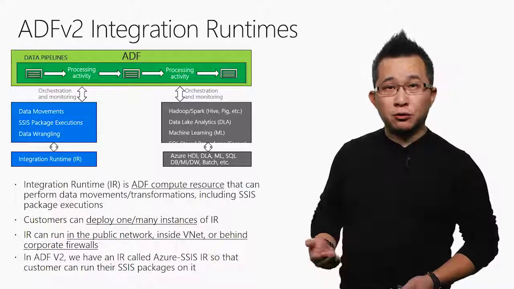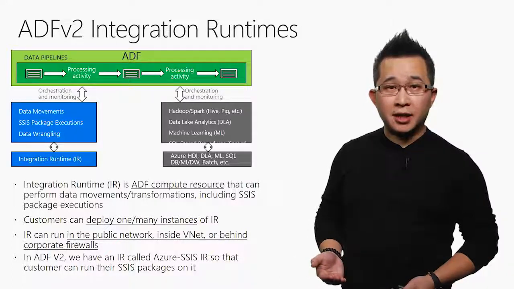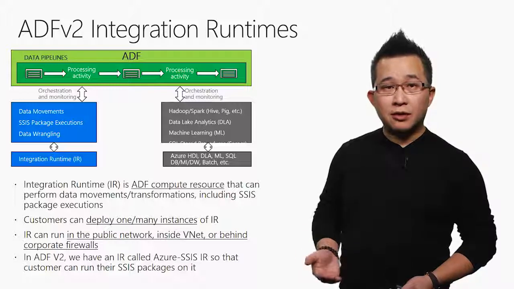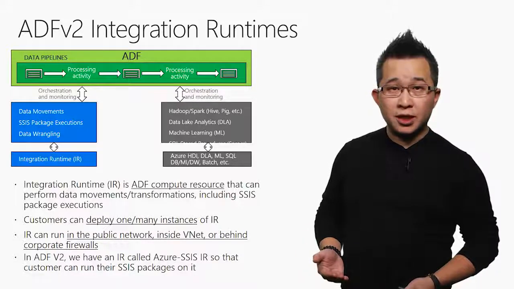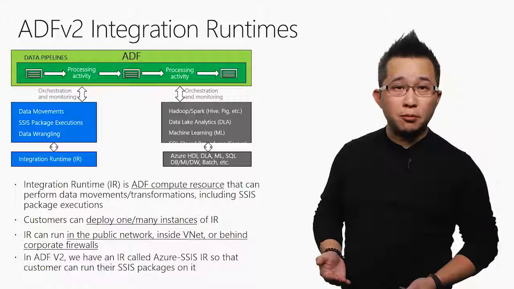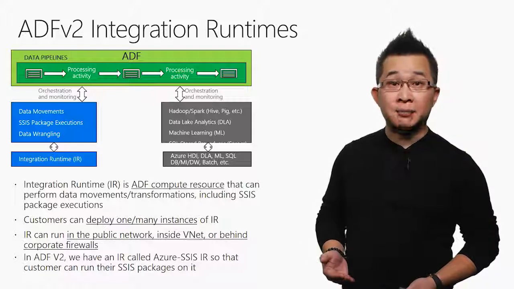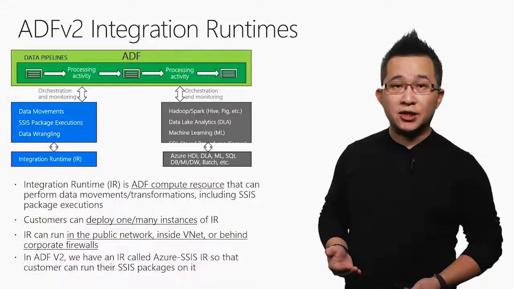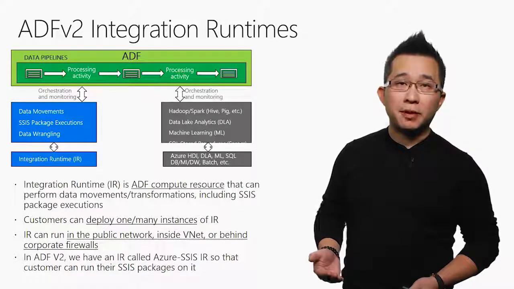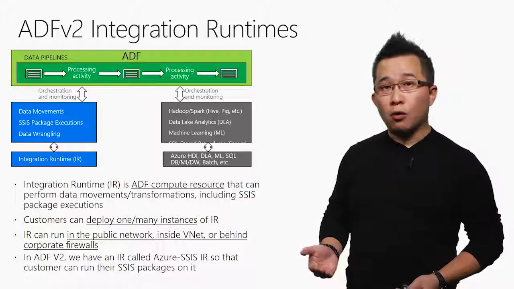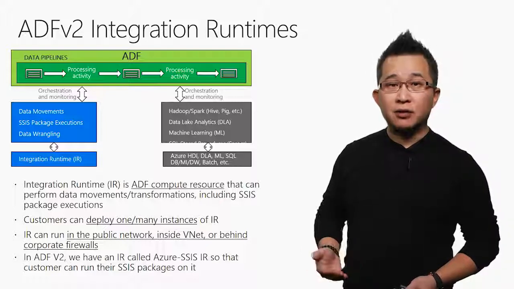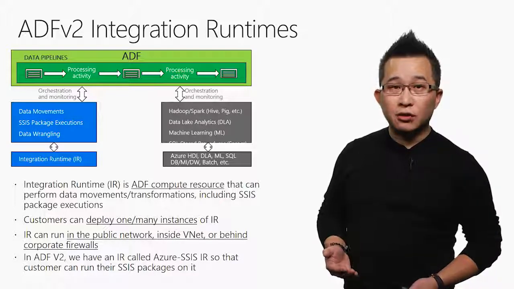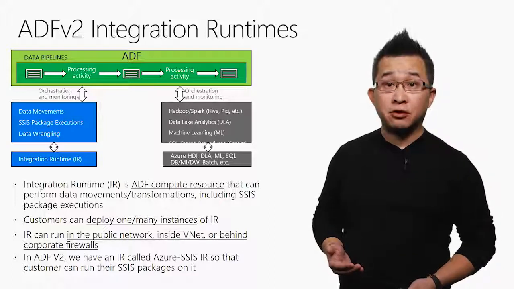In ADF v2, we introduced a new concept called integration runtime. Integration runtime, or IR, stands for ADF compute resources. These compute resources can perform data movement and transformation, including SSIS package executions. Customers can deploy one or more instances of IR, and these IRs can be on a public network or inside a VNet. In ADF v2, we have an IR type called Azure SSIS IR, so that customers can run SSIS packages on it.